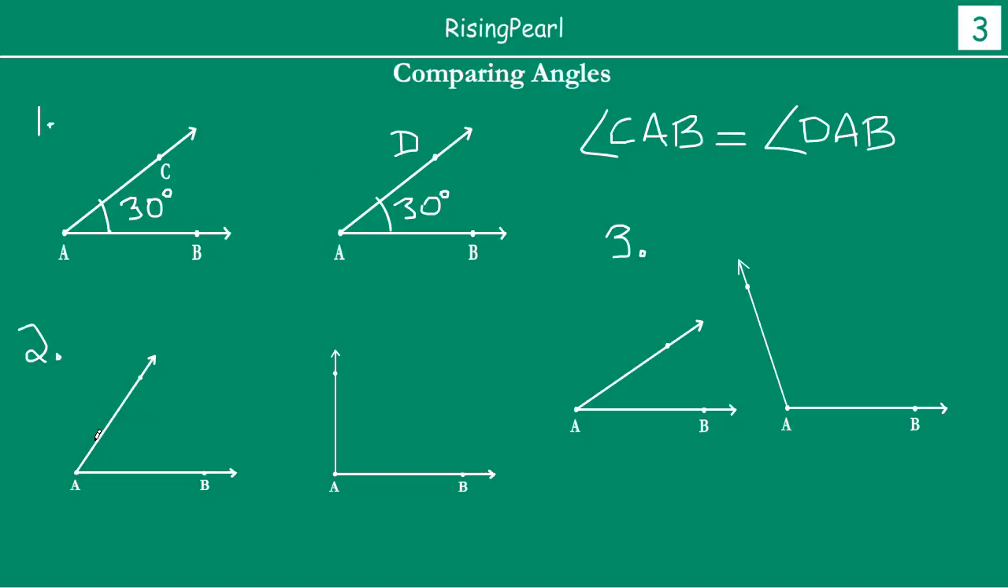Now in this case, let us say this angle is 40 degrees, and this angle is 90 degrees. Let's again name it. Let's call this maybe P, and let's call this Q.